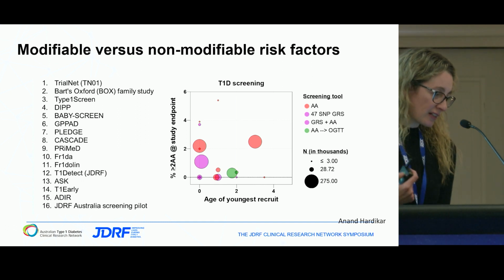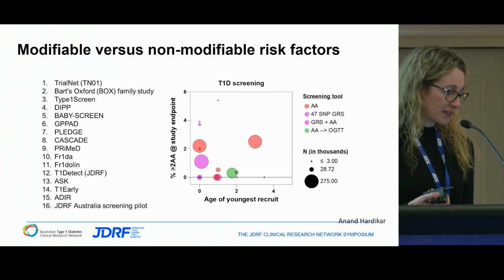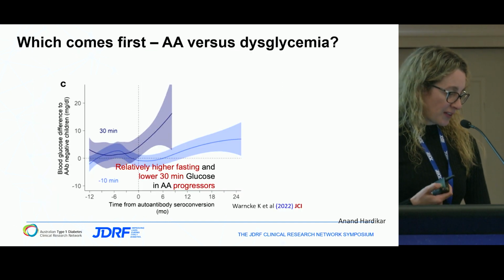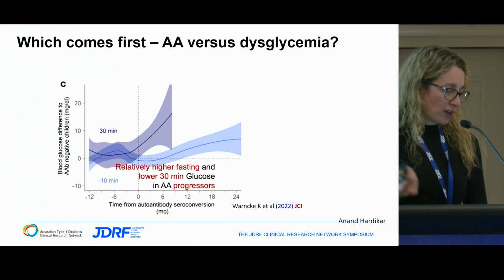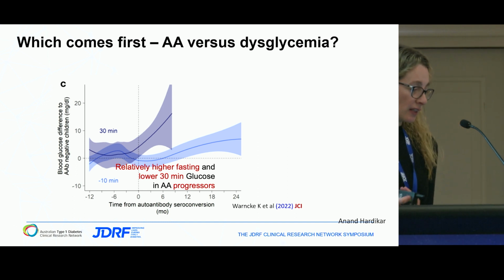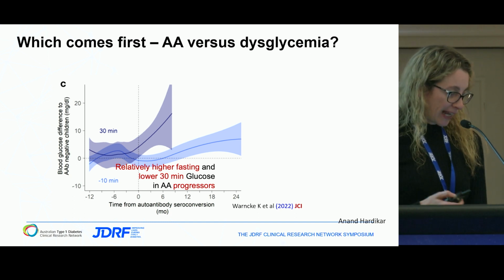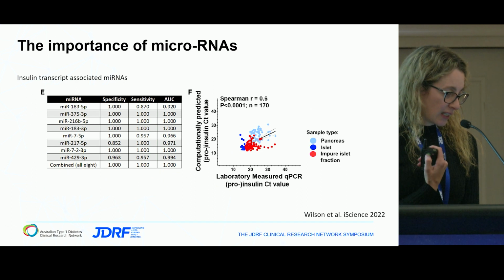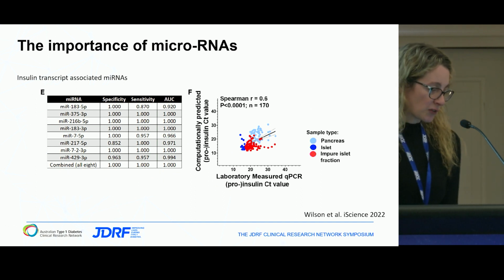So Anand presented some work looking at modifiable versus non-modifiable risk factors, and so this is a composite of many of the studies that have been undertaken, and the debate over the chicken and egg phenomenon over autoantibodies versus are you dysglycemic first, and this publication demonstrating the relationship between those two variables as being interesting.